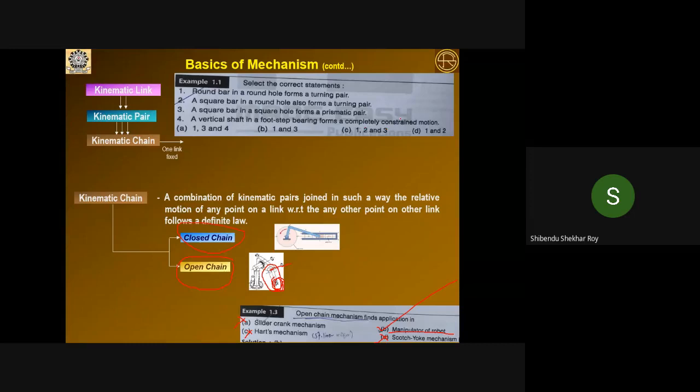a vertical shaft in a footstep bearing forms a constant motion pair. Now it is difficult for you most probably, but select the correct statement. At this stage you can also say which statement is correct, that means try to find out which one is the false one. Now one by one: number one, a round bar in a round hole forms a turning pair, whether it is a correct statement or a false statement. Correct, correct, correct, sir.